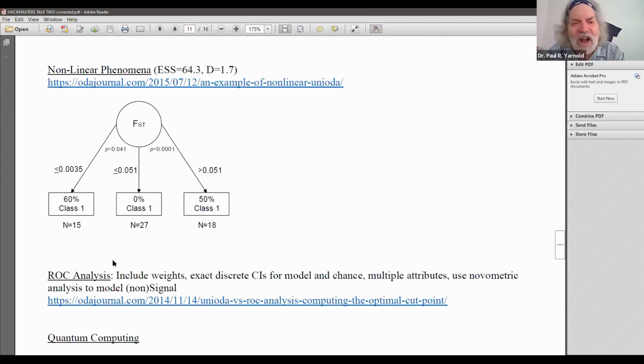Okay, nonlinear phenomena. Now, just take a look at the endpoints. On the leftmost, 60% were class 1.